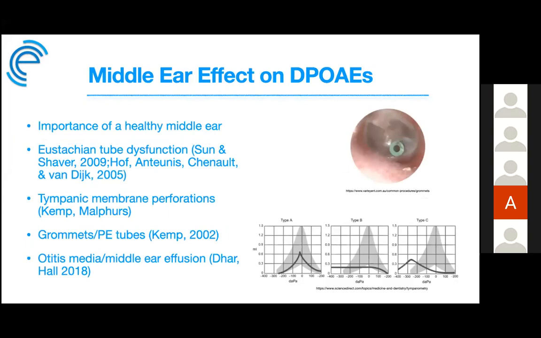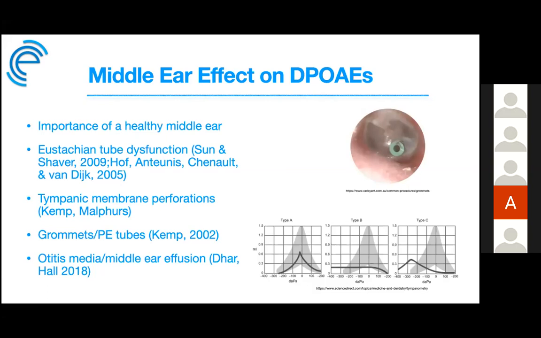Now, the middle ear effect. We know that a normal and healthy conductive mechanism in the outer and middle ear is essential for the measurement of OAEs. Both the input stimulus and the generated emission have to pass through those parts of the ear. Acoustic immittance, or tympanometry, can be a very important test to do prior to testing OAEs, and it can give us an indication of what we can expect.